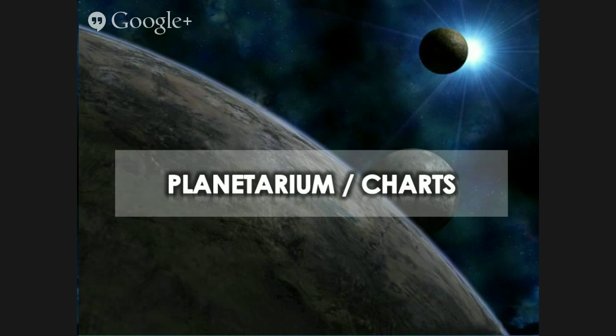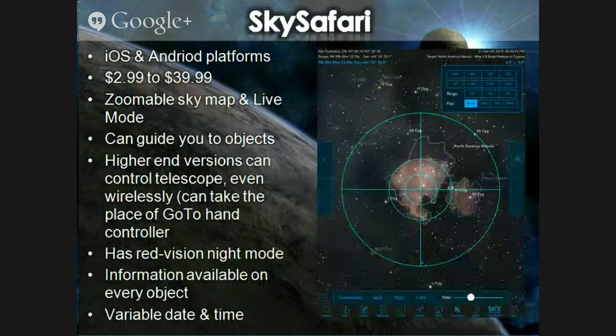So we'll jump into planetarium and charts. I think SkySafari is one of the most popular. It can go from a very inexpensive version to a fully loaded version that will control your telescope and has 400,000 stars, you name it. It's got a zoomable map, so you can jump in and zoom into planets, clusters, you name it. You can also use the built-in GPS to help you find objects.